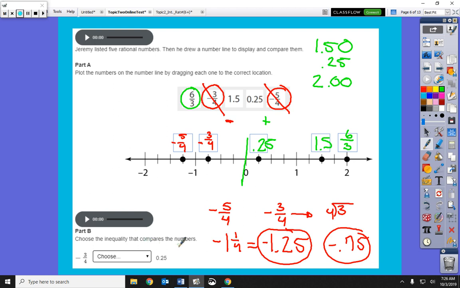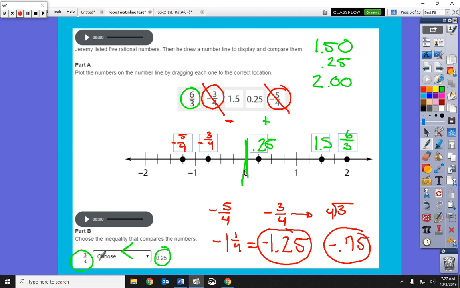Choose the inequality that compares the numbers. Well, let's look at this. We have negative 3/4 and 25 hundredths. Here's 0. Negative 3/4 is to the left of 0. 25 hundredths is to the right. The further to the right on a number line you are, the larger you get. So I can say that negative 3/4 is less than 25 hundredths.